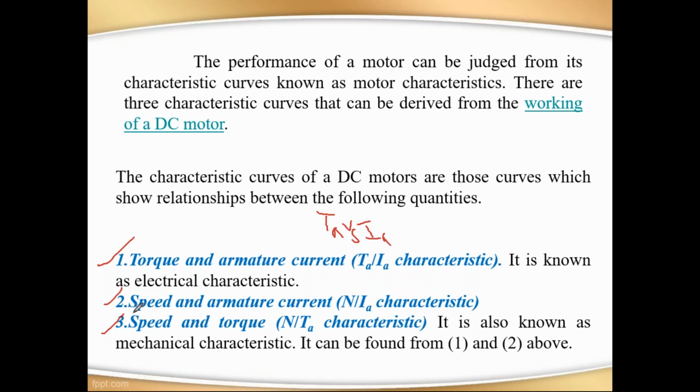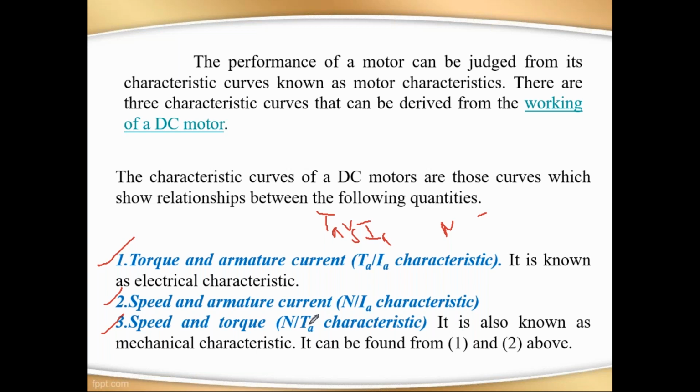The second graph we can draw is between speed and armature current, N versus Ia. And finally the third one is speed and torque. So we can draw the graph between speed and torque, and it is called mechanical characteristics.